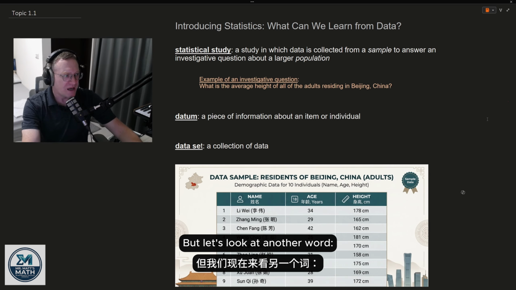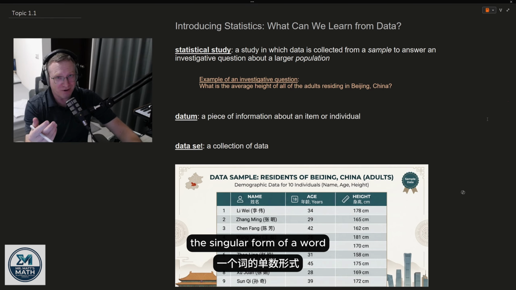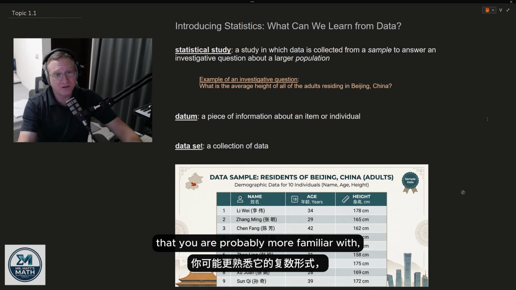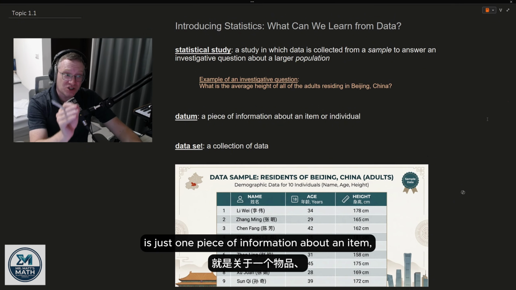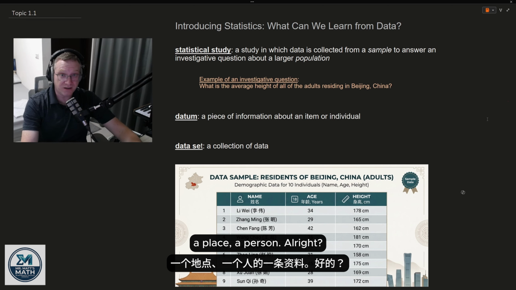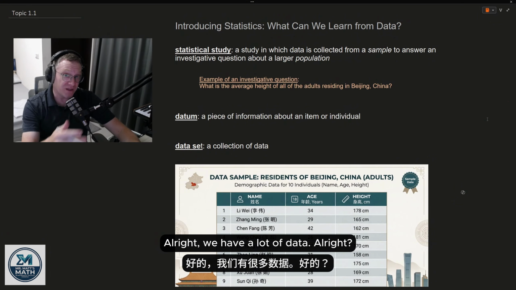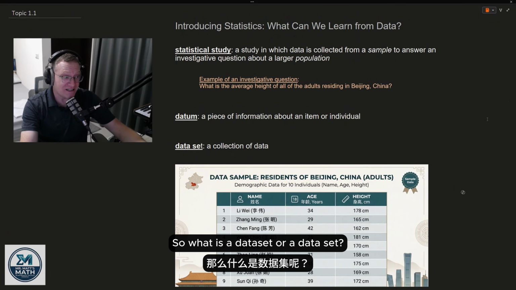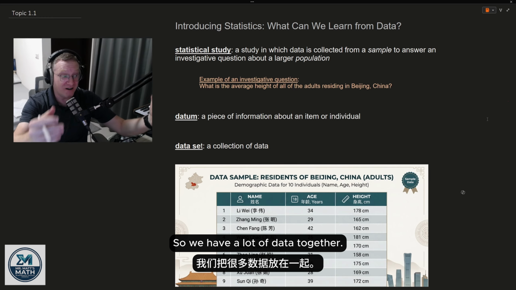But let's look at another word, datum. This is the singular form of a word that you are probably more familiar with, which is data. A datum is just one piece of information about an item, a place, a person. So that's what a datum is. And when we have a lot of it, we say this is data. We have a lot of data. So what is a data set? It's a collection of data. So we have a lot of data together.